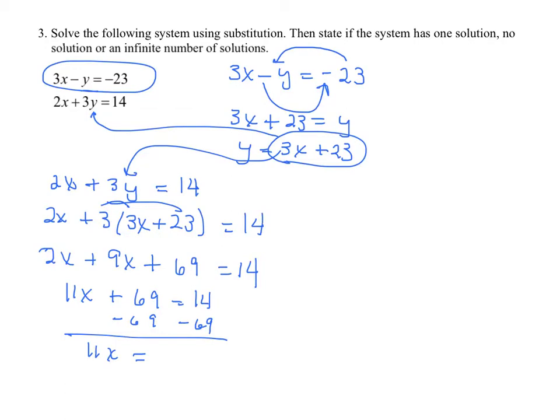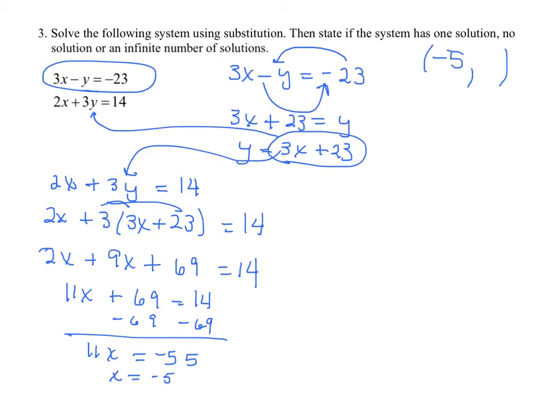And when I go to subtract, I will get negative 55. So x is equal to negative 5. So I got my first guy. Yay! Perfect. Now I just have to figure out what y is.